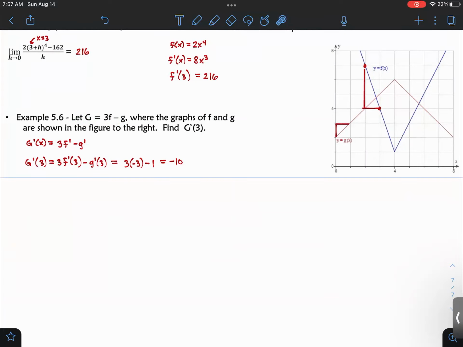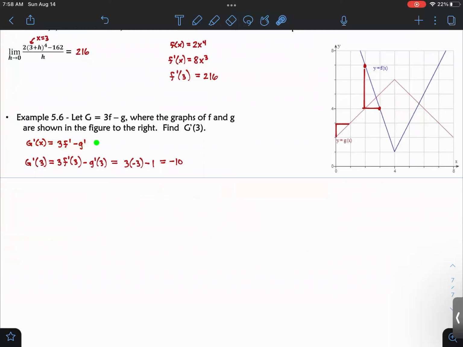Based off of just the graph, not knowing anything further about the actual formulas for these equations, we're supposed to find g prime of 3. This is another scenario where I'm going to worry about just the general derivative before I worry about plugging in a 3. So I'm going to say g prime of x, which is what I would get if I differentiate the left side of this initial equation, would have to be equal to the derivative of the right side. So 3 times f prime minus little g prime.